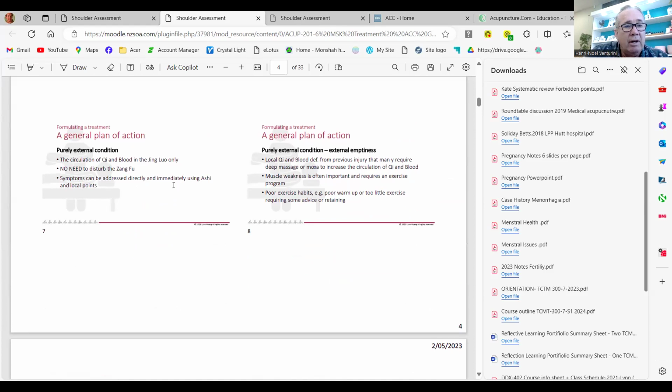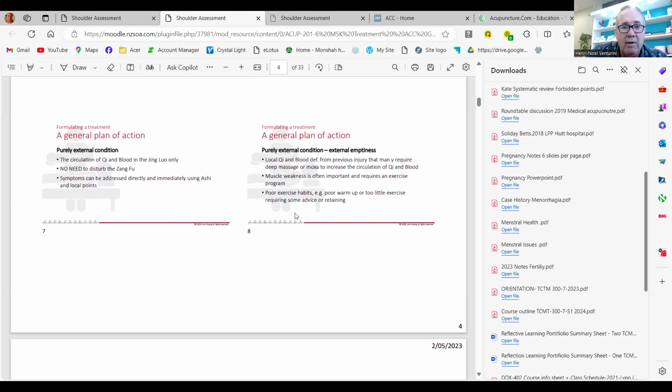Symptoms can be addressed directly and immediately using Ashi and local points. That's also incorrect, but they would like to see Ashi points, but also it's important that you support the Jing Luo. Local qi and blood deficiency from previous injuries may require deep massage, moxa, or increased circulation of qi and blood. Muscle weakness is often important and requires an exercise program. Poor exercise habits, poor warming, or too little exercise requires some advice or retraining.